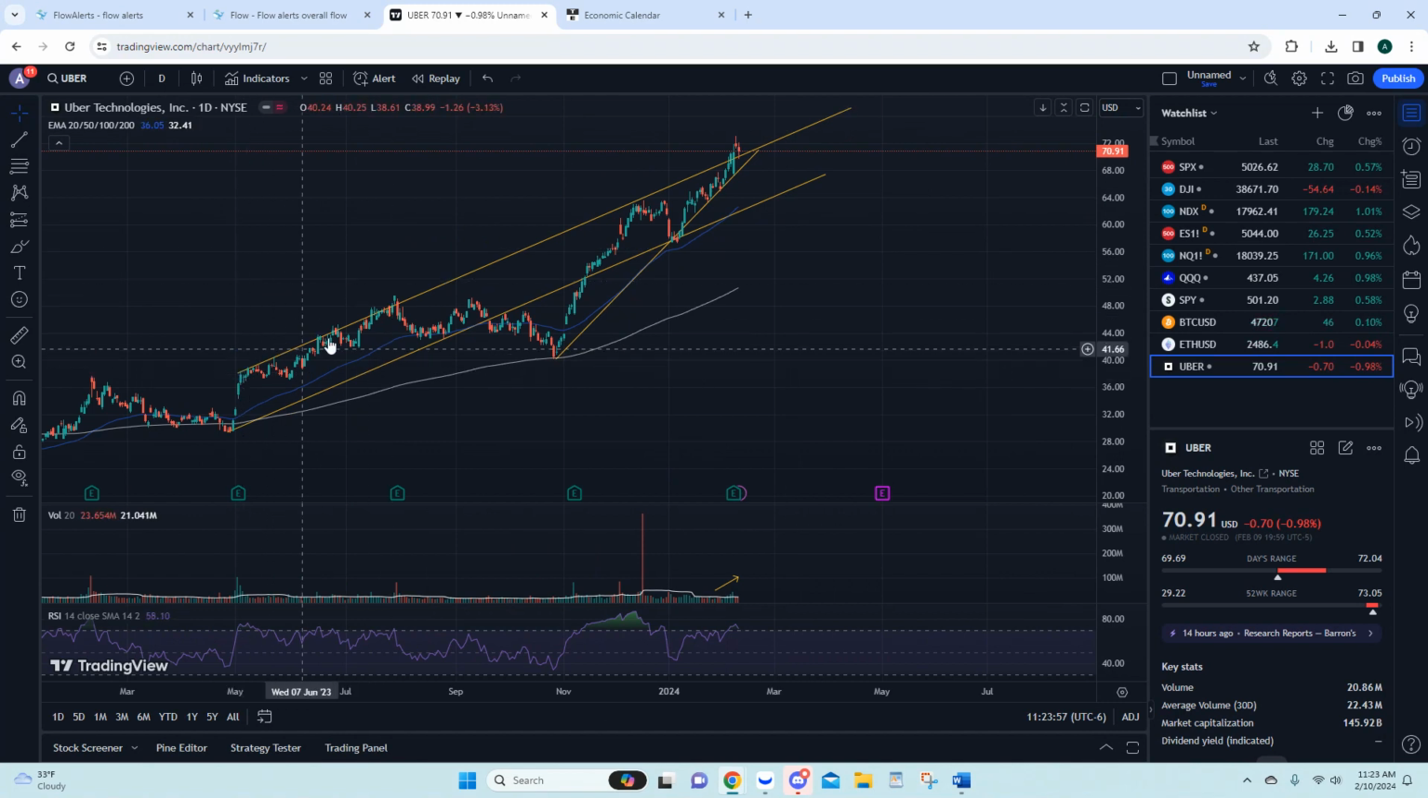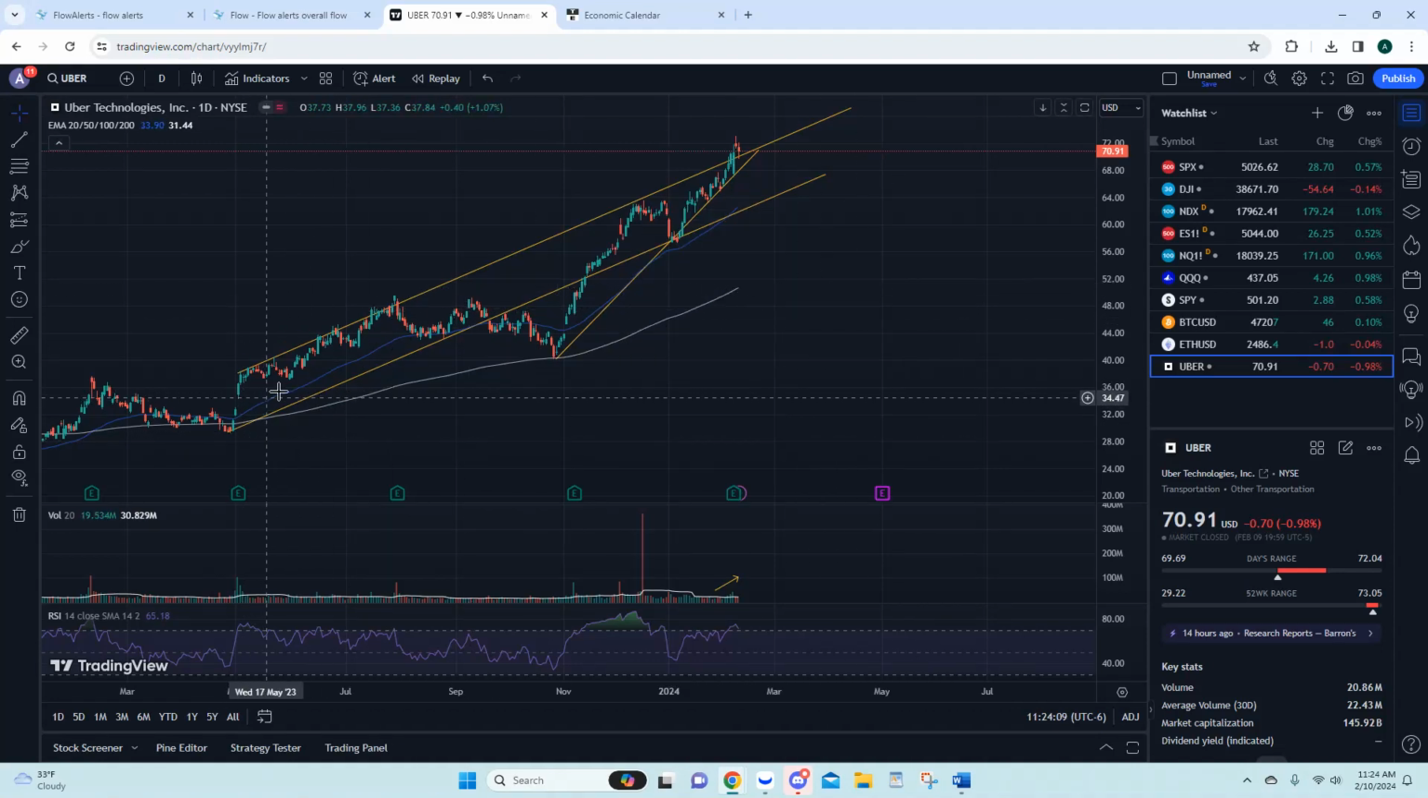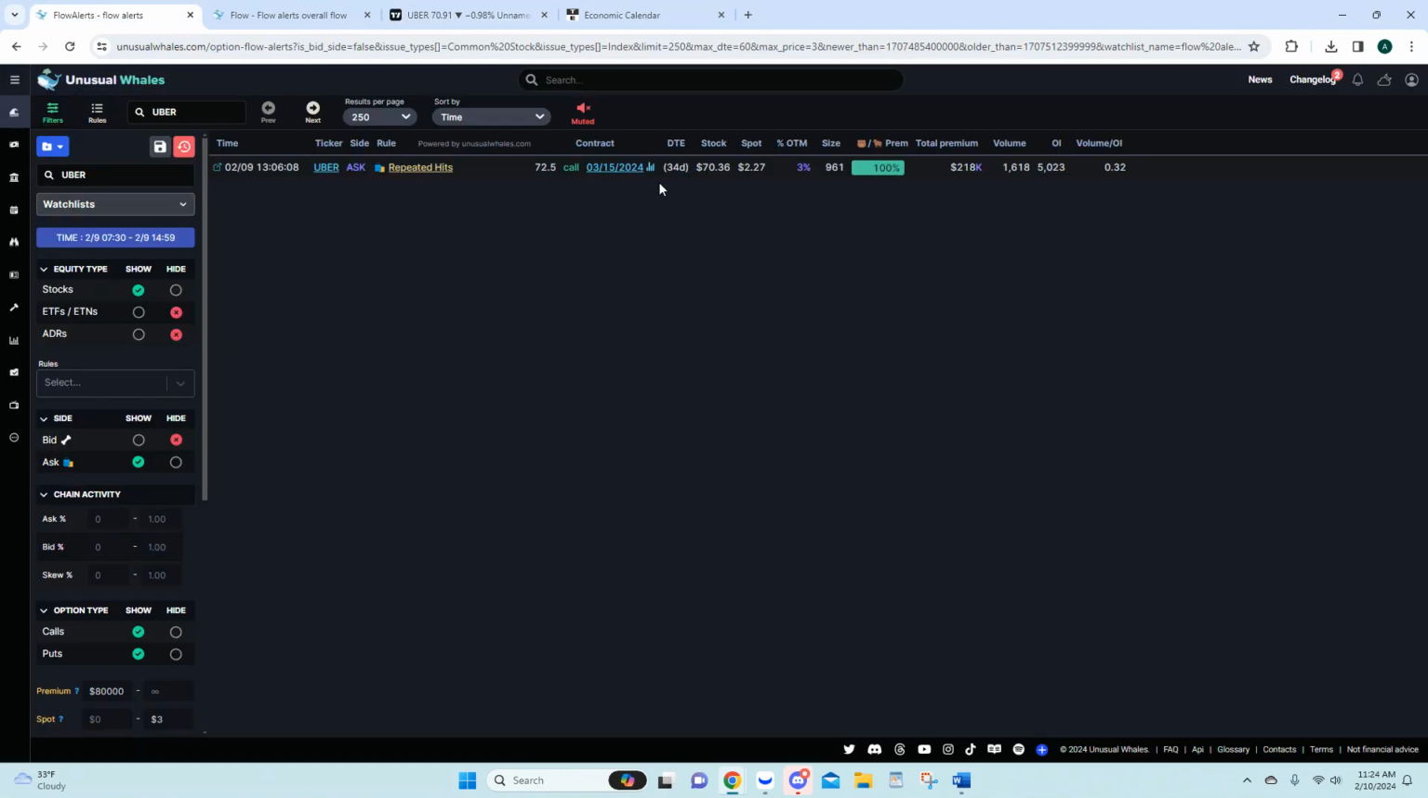So yeah, we broke out of that channel on good volume here. We just had earnings, which you can see they beat earnings, beat revenue. And you have your 200-day moving average and 50-day moving average coming up. You're following this little uptrend going back to October, and you broke out of the longer term channel to the top there, and it looks like you're retesting there. So the flow alert, let me go back to the flow alert. 34 days, this is a little longer term.